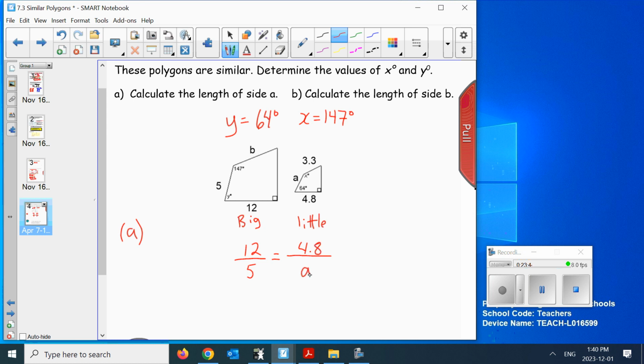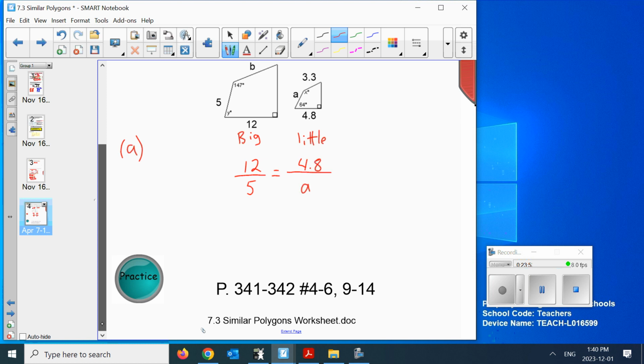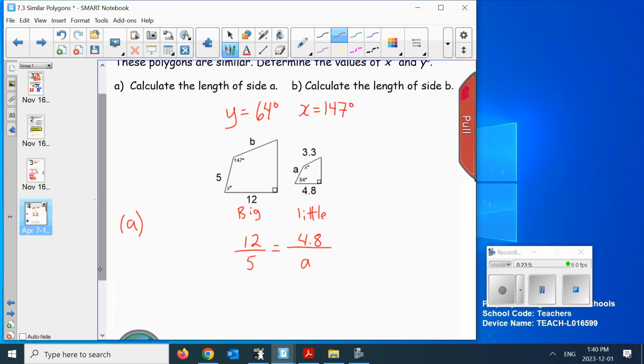And then you can do the side B, same kind of method, big little. I'm going to leave that to you. It won't take you long. You'll be able to be done. And that's it for today. Monday we'll work on the rest.